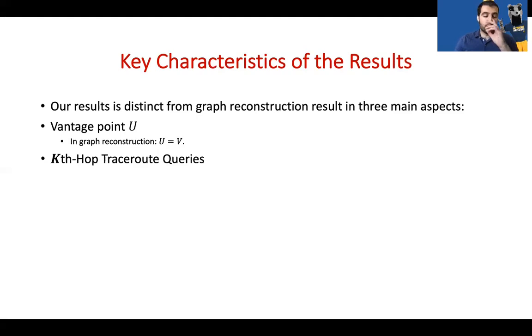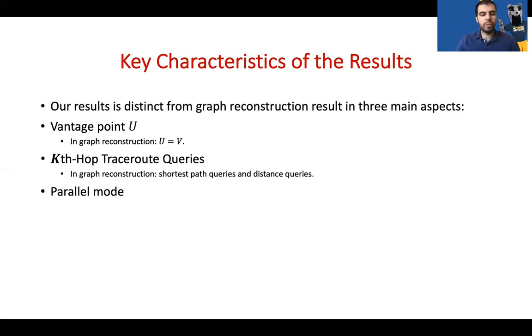And we use kth-Hop Traceroute queries, which implement the inner loop of how traceroute works, whereas in graph reconstruction, the results are based on shortest path queries and distance queries. And our results are in parallel. However, most results in graph reconstruction are mostly sequential.